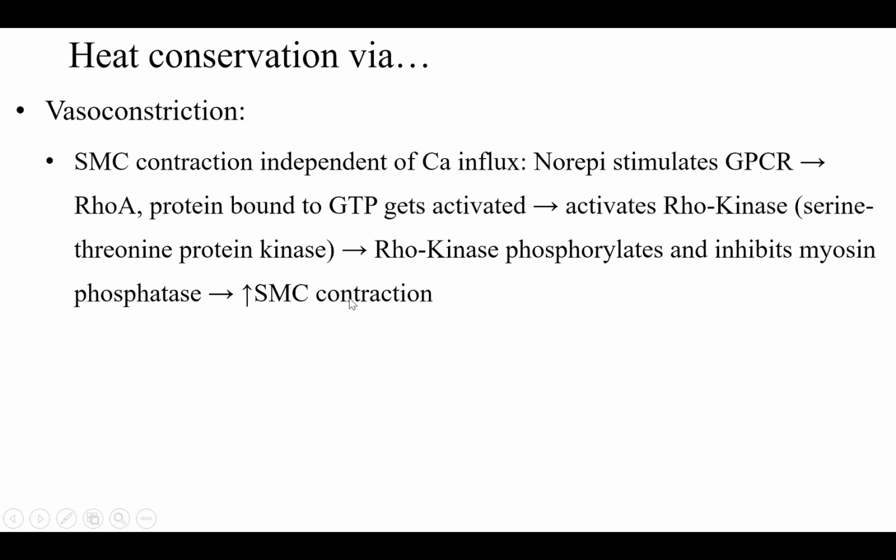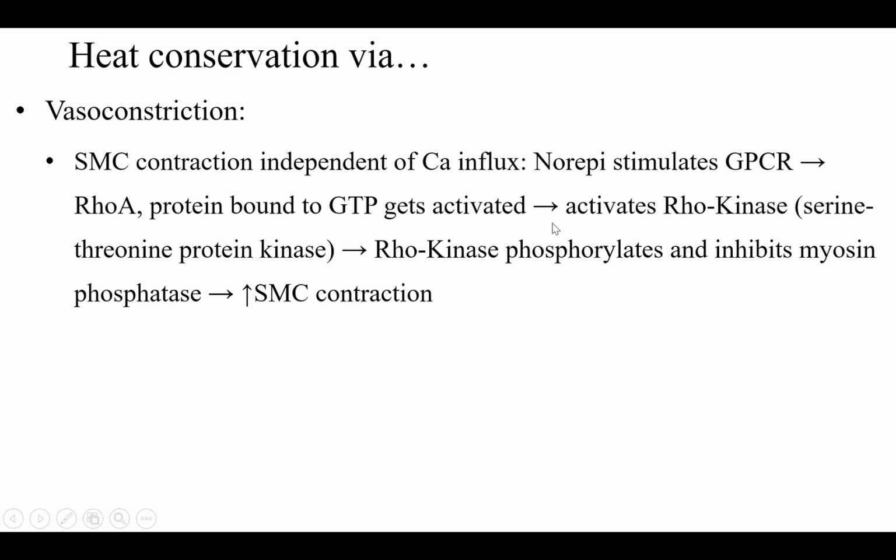That was calcium dependent vasoconstriction. Now we're going to talk about calcium independent vasoconstriction of smooth muscle cells. Norepinephrine from the sympathetic center stimulates a G protein coupled receptor, and that is coupled to RhoA. RhoA is a protein bound to GTP, and that gets activated upon the stimulation of norepinephrine, and then that activates Rho kinase. Rho kinase is a serine threonine protein kinase, and Rho kinase further phosphorylates and inhibits myosin phosphatase as well, and that increases smooth muscle cell contraction.